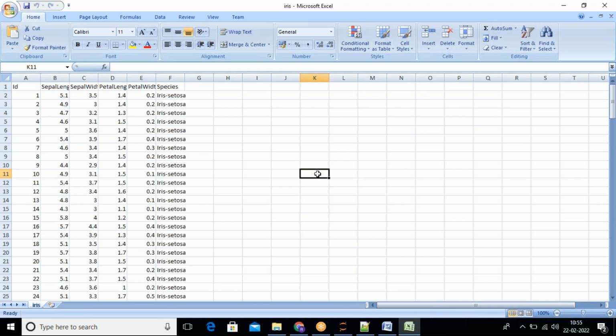Tell me, how many clusters can we make? Sir, 3 clusters. We know that we can make 3 clusters.